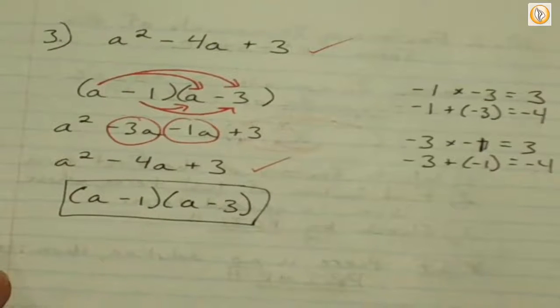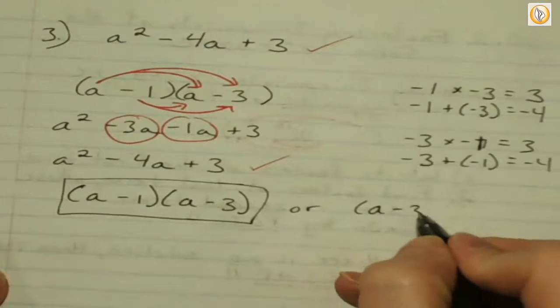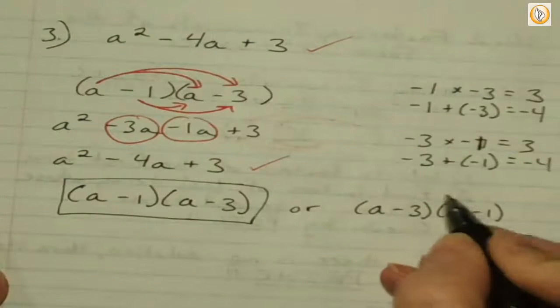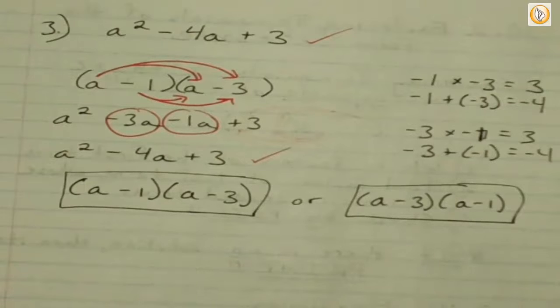Now, let me ask you this. What if I did A minus 3 times A minus 1? I flipped it. Wouldn't that give me the same answer? Yes. Will it always give me the same answer? No. You need to write it out over here.